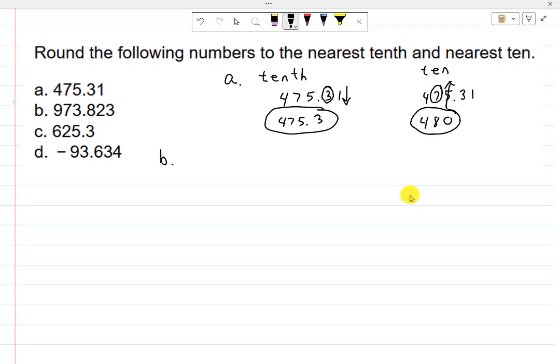Same situation for B. Let me write it down, 973.823. So I'll start first with the tenths. Here's my tenths location. And the 2 after it tells me to round down. So I have 973.8. And notice you can stop the decimal at the tenths because they were asking to find the nearest tenth. So technically speaking, your answer should be in terms of tenths. So that there is going to be the nearest tenth.